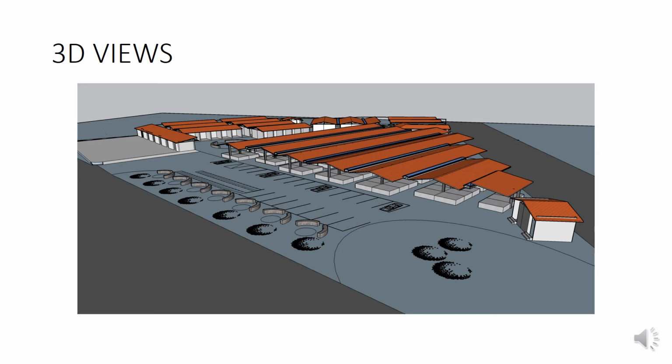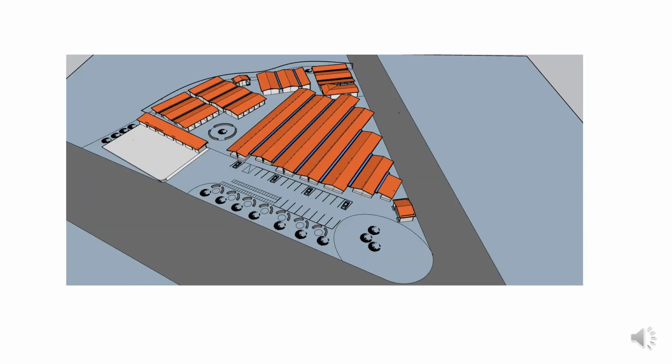So, 3D views. Here we can see a space for eateries which I provided, the loading unloading area on the left, parking, and vegetable, fruit, and flower market on the right. This is the bird's eye view of the market.